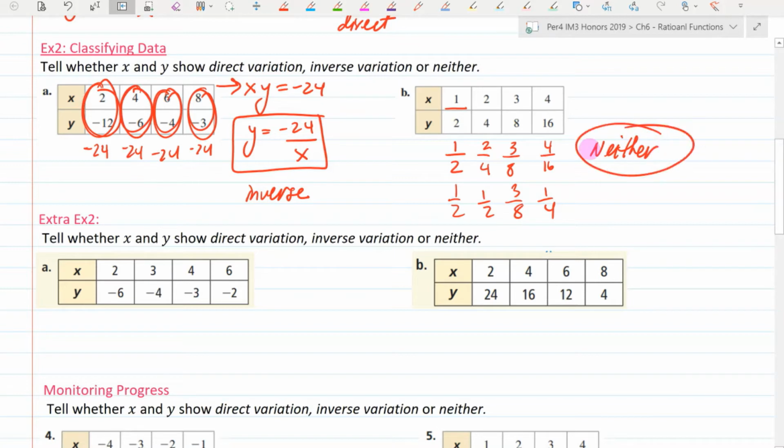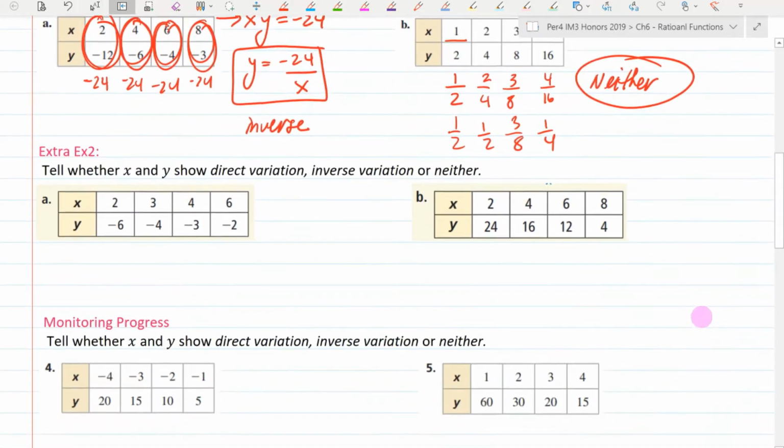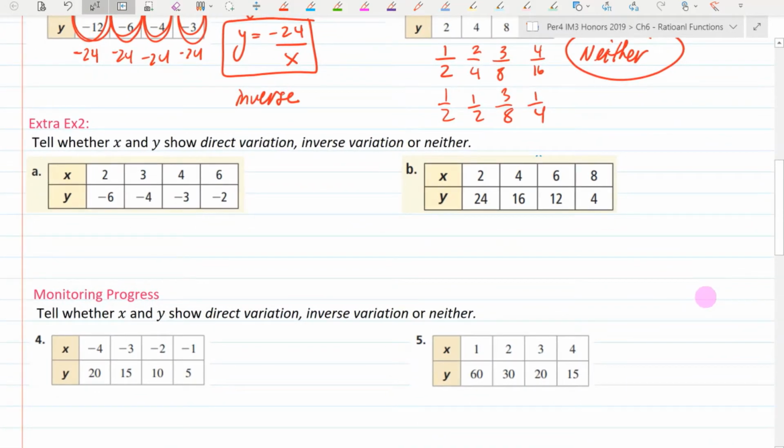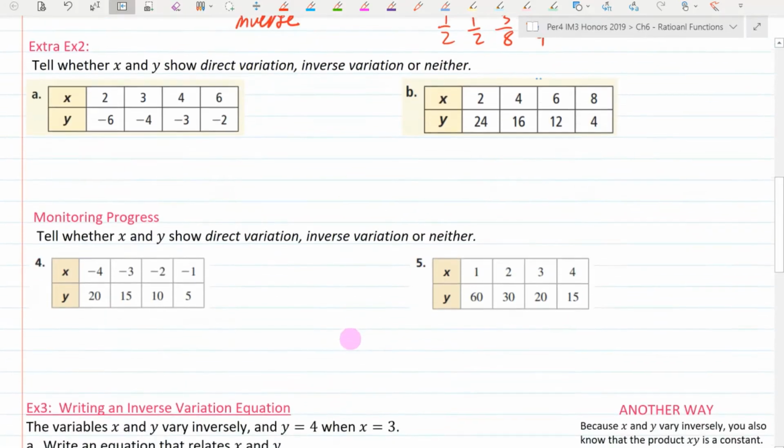Okay, it's not consistent all the way through. Go ahead and try the next two and see if you find consistency either in multiplication or in division on these two. Actually, go ahead and do the next four. That would be great.